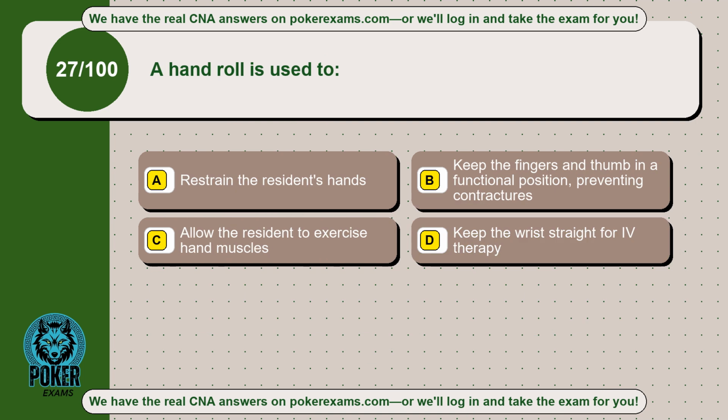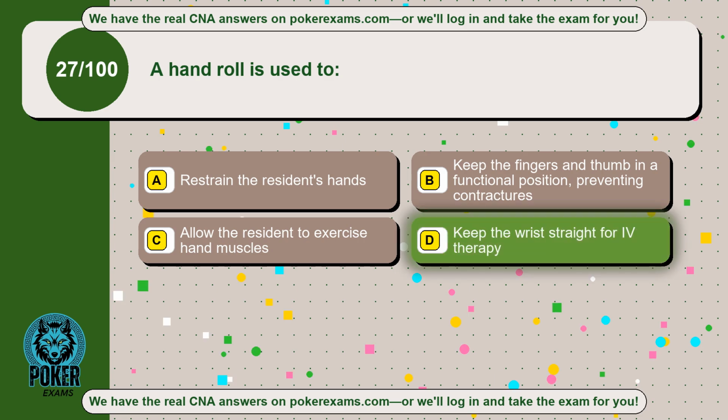Question 27. A hand roll is used to: Option A, restrain the resident's hands. Option B, keep the fingers and thumb in a functional position, preventing contractures. Option C, allow the resident to exercise hand muscles. Option D, keep the wrist straight for therapy.